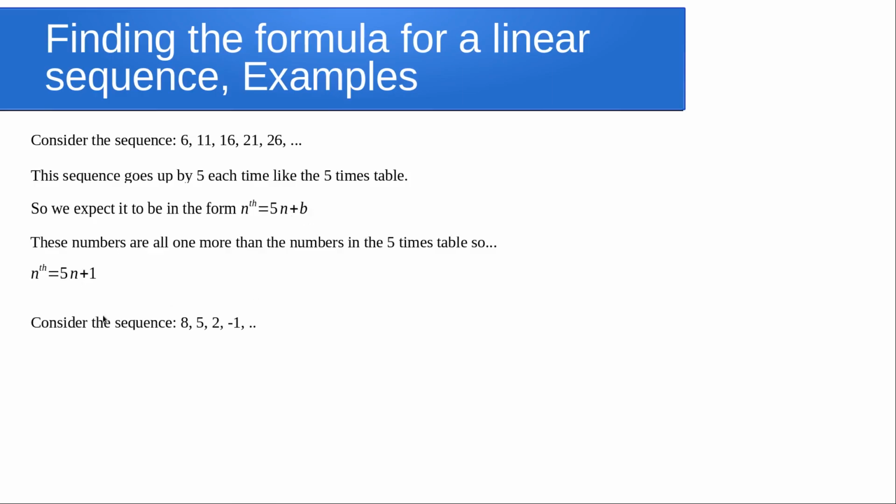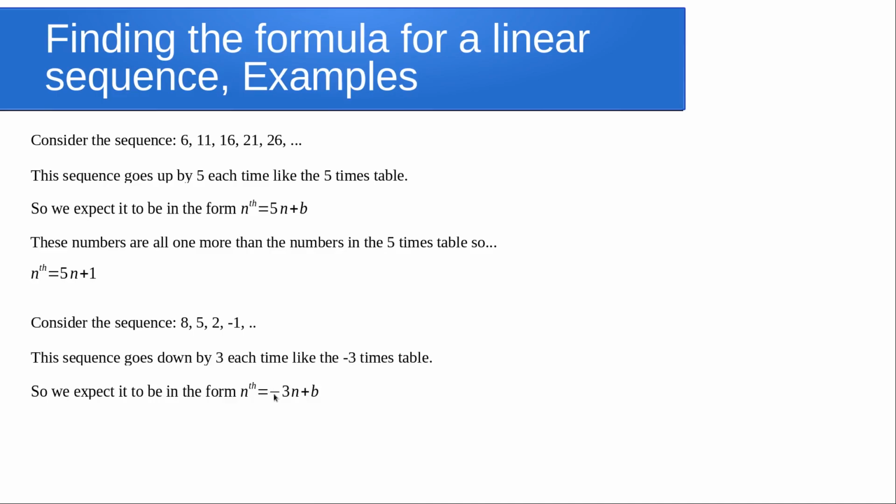Now let's go to our next sequence. So it goes 8, 5, 2, negative 1, negative 4 and so on. So it's going down by 3 each time. Well, that's going to be just like the negative 3 times table. So that means we expect it to be negative 3n plus b.